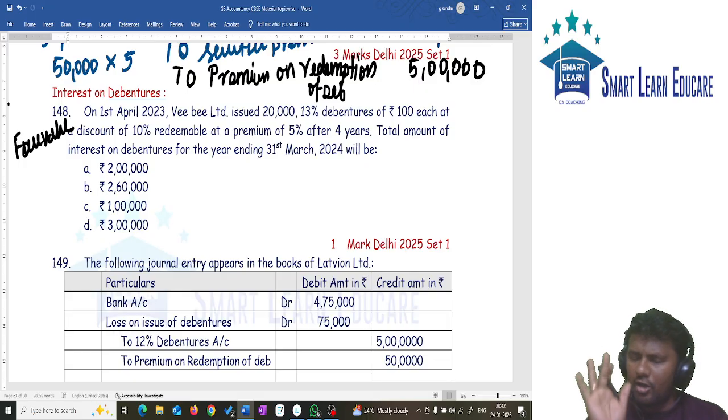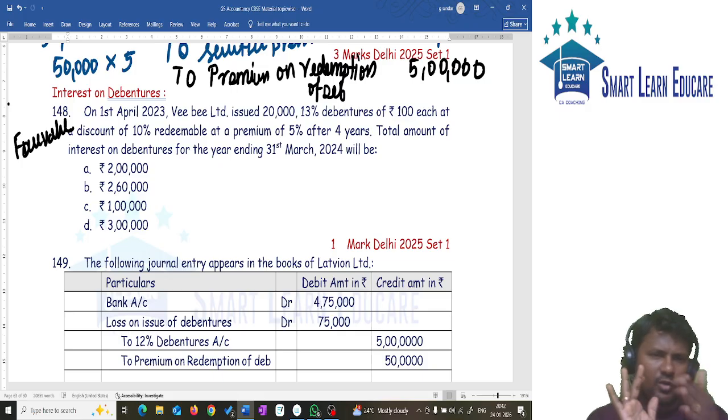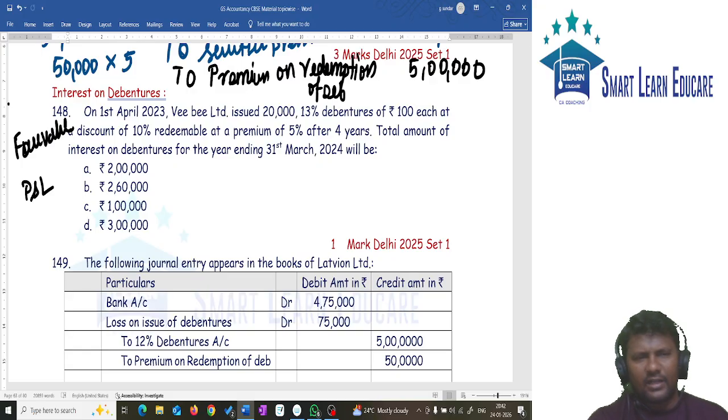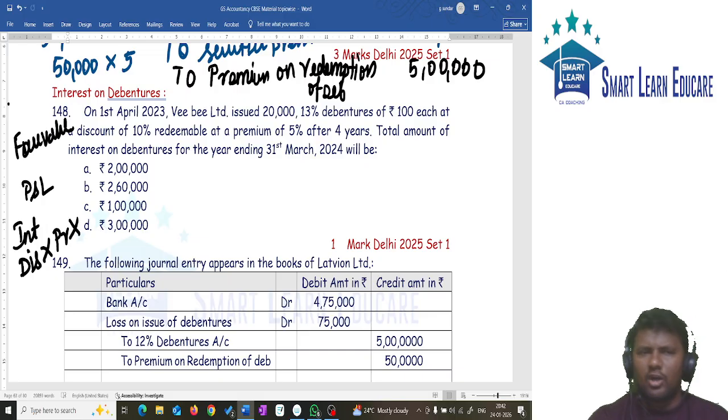Face value. Whatever number is written in the document, that is called face value. And the interest should be transferred to what account? P&L account, because interest is an expense, so it should be transferred to P&L. For calculating interest, discount on issue of debentures or premium on issue of debentures should not be considered, because interest is calculated on issue price. Debenture interest is calculated on the face value which is mentioned in the document.